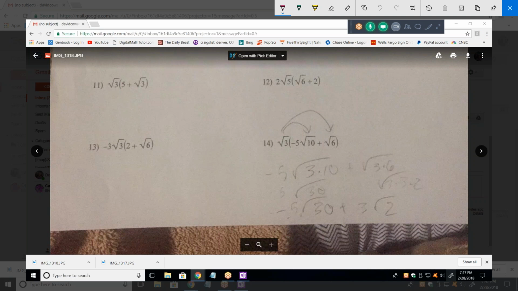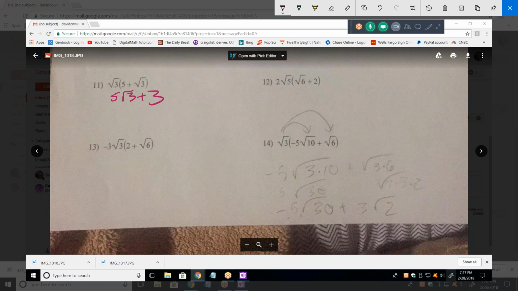For these, don't you just distribute the square root of 3 to the 5? Just do a couple of them. You can do them real quick. Yeah. So for 11, it'd be 5 square root of 3 plus 3. 12. Isn't that all the way?